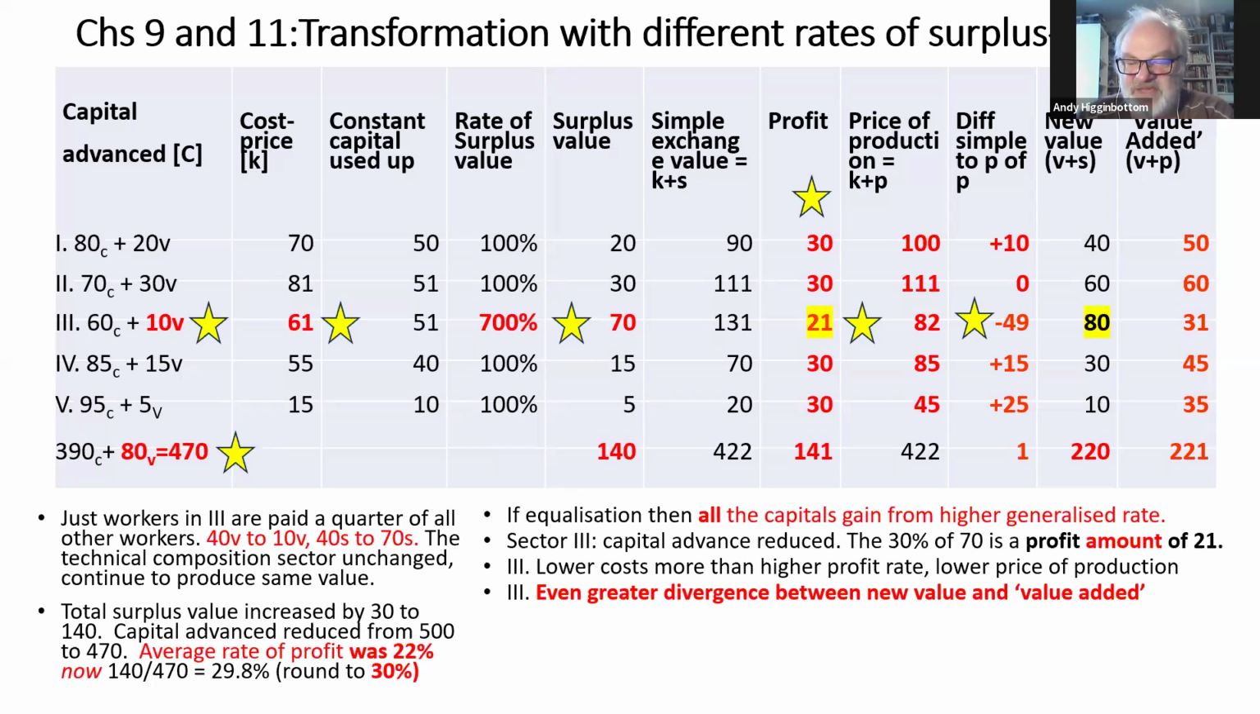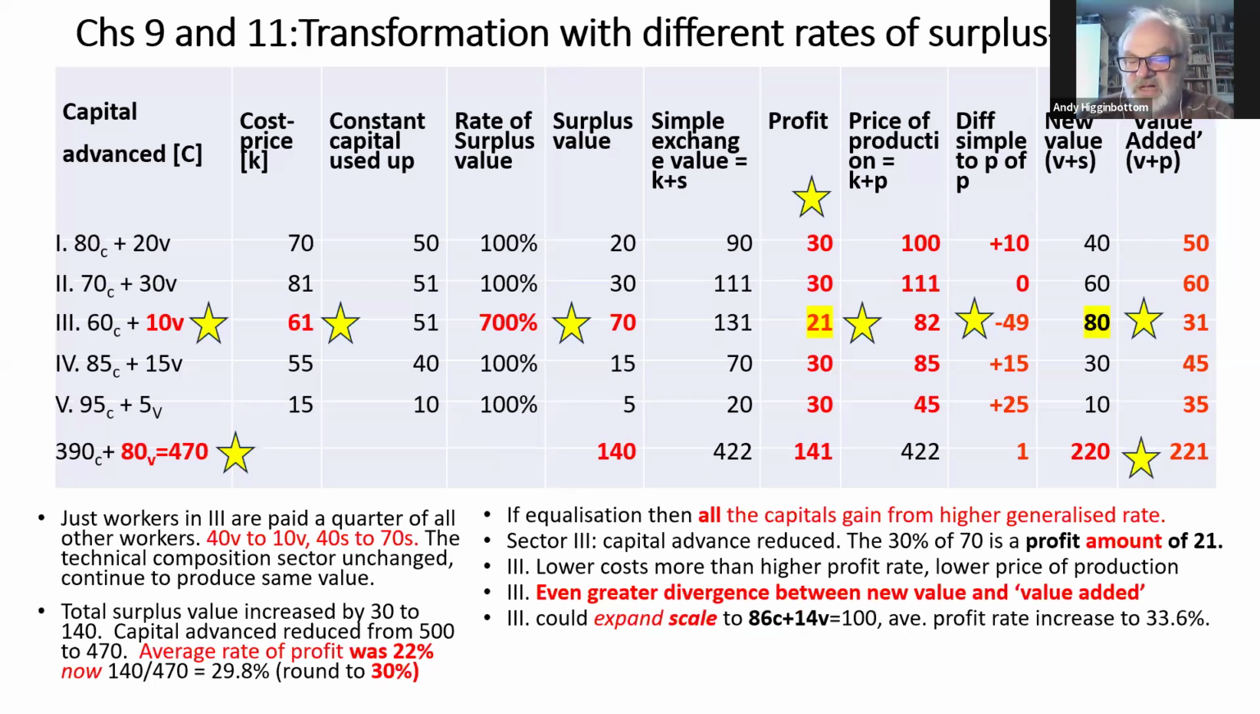So we get an even greater divergence in this sector between the new value which is really being created and the value added. And also, of course, a much greater divergence in the surplus value, which is now 70 against the profit, which has gone down to 21. Now, this is a scenario, okay? We can modify the scenario two or three ways, which I'll just deal with quite quickly, just to think of different cases, right?